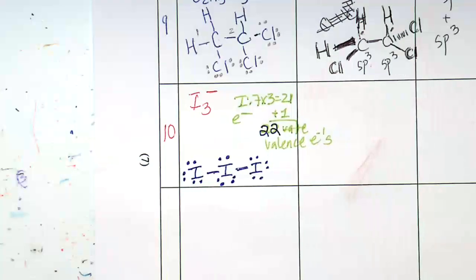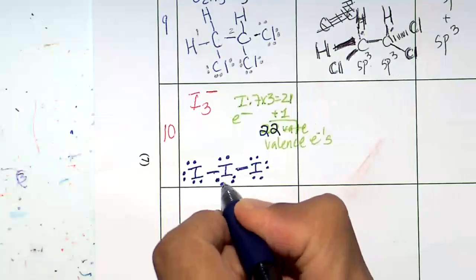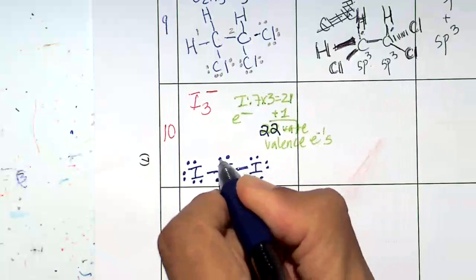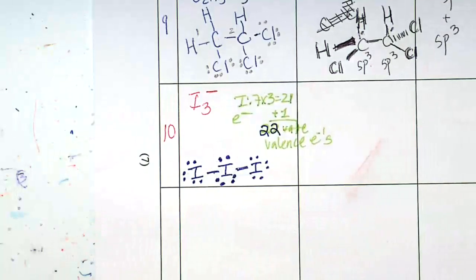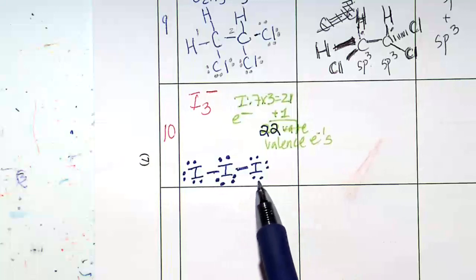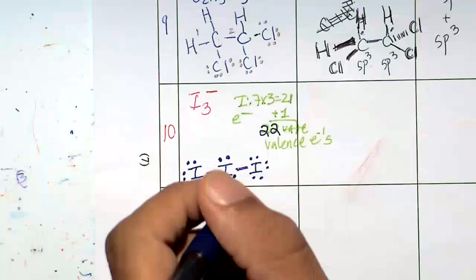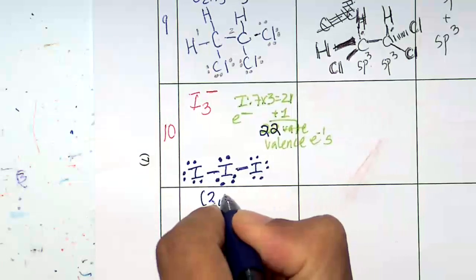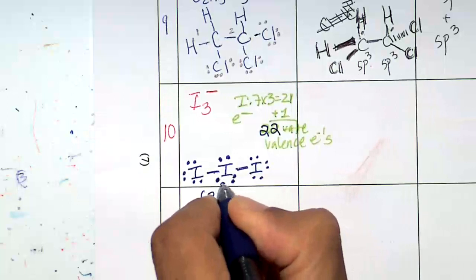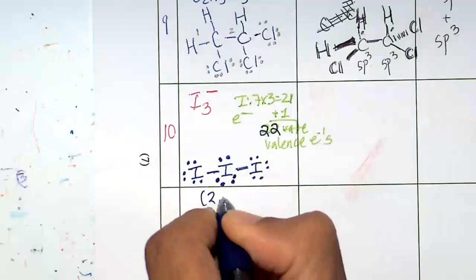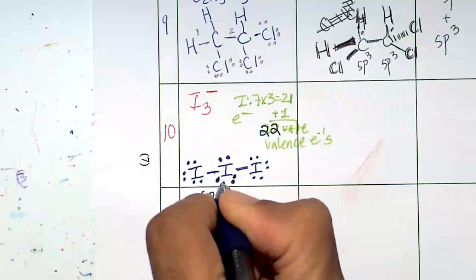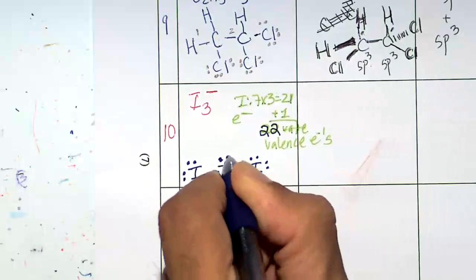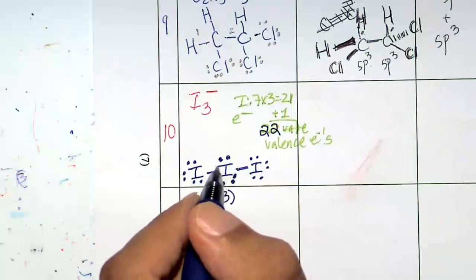That's what it would look like. So what is this then? How many bonds and how many lone pairs on the central iodine? Two bonds. And how many lone pairs? Three lone pairs. Very good. Two bonds, three lone pairs.